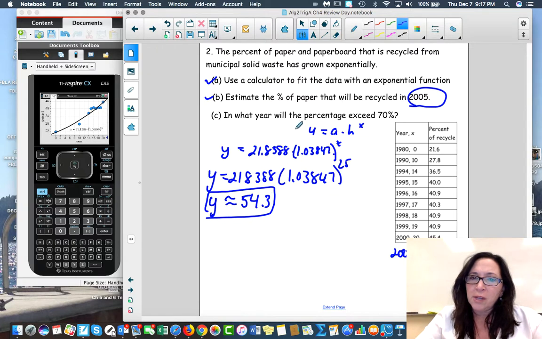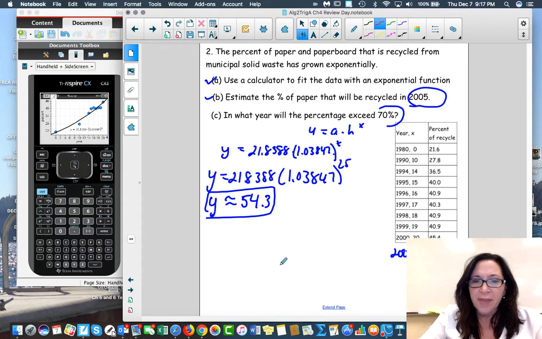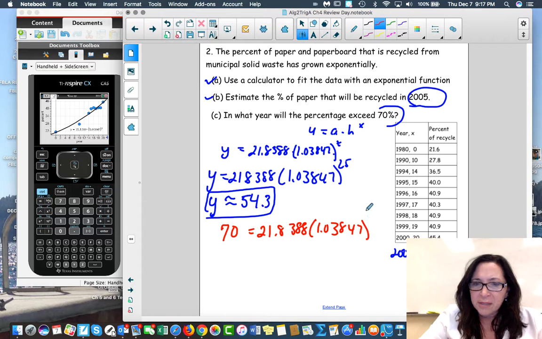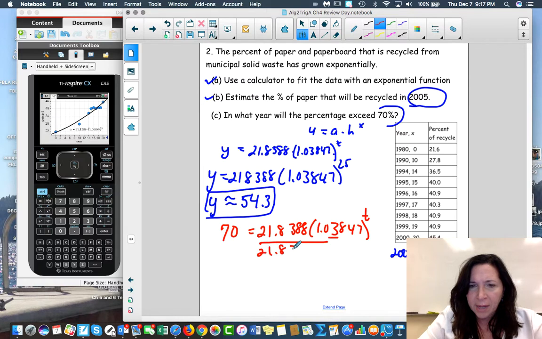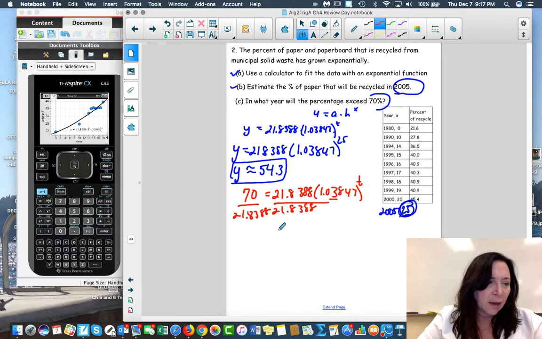Now, in what year will the percentage exceed 70%? With that problem, we actually set y equal to 70, so 70 equals 21.8388 times 1.03847 to the t power, because we're solving for t since we're trying to figure out the time. First thing we're going to do is divide both sides by 21.8388. And then after we do that, we're going to log both sides.